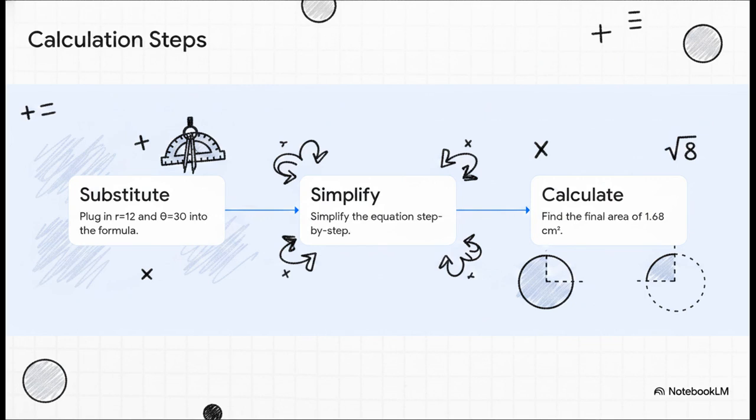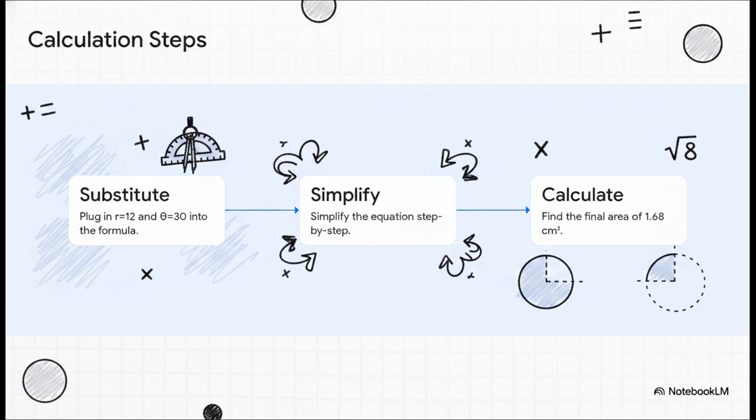Step 1, we substitute our given values right into the formula we just noted down. R becomes 12, so we have 12 squared resting outside the bracket. Inside the bracket, we have 3.14 times 30 divided by 360, minus sine 30 divided by 2.